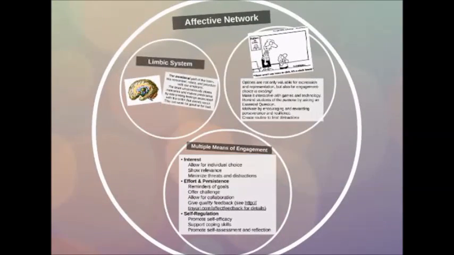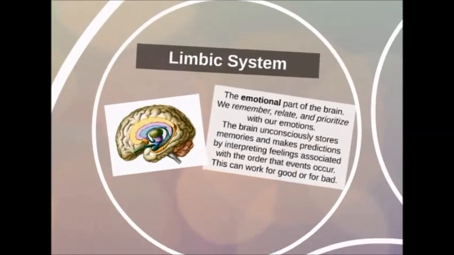The third and final area of the brain is the affective network, which is located in the limbic system. This is the emotional part of the brain. We remember, relate, and prioritize with our emotions. The brain unconsciously stores memories and makes predictions by interpreting feelings associated with the order that events occur. This can work for good or bad.